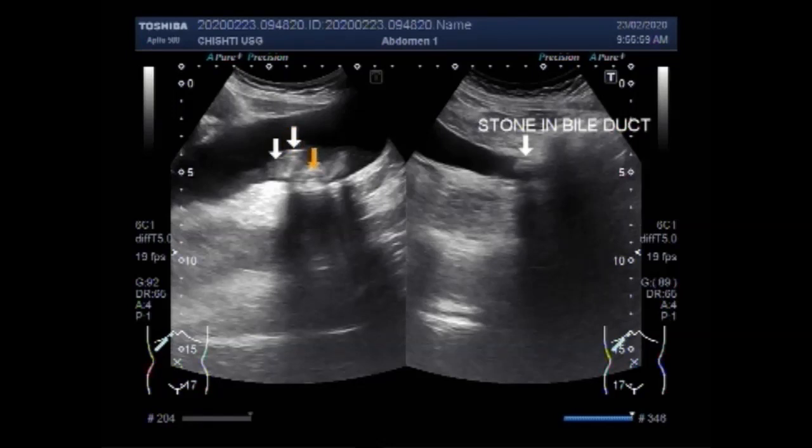Now you can see the gallbladder stones as well as the stone in the common bile duct.